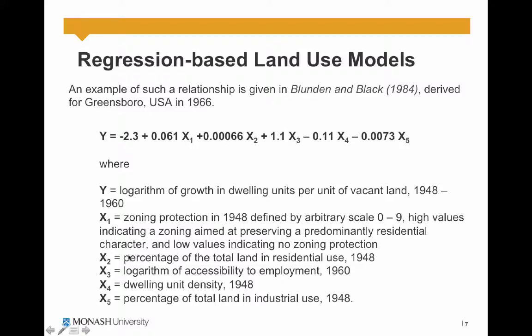Another interesting factor in this model is the percentage of the total land in residential use. The model also includes the accessibility to employment, dwelling unit density, and percentage of total land in industrial use. Interestingly, what you see in this land use model is that there is very little representing the characteristics or the level of service of the transportation system, except this accessibility to employment.